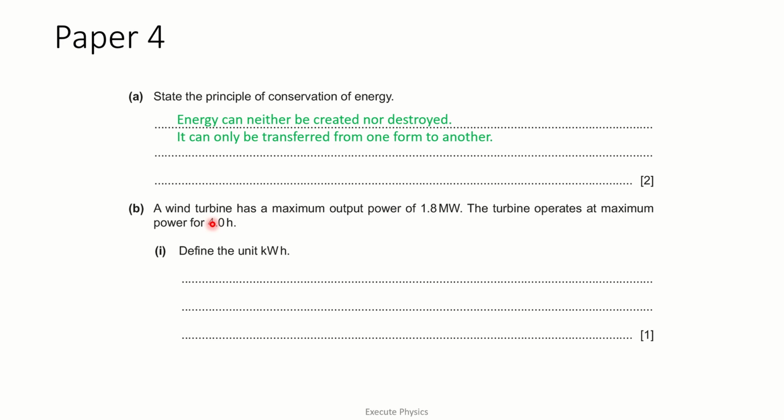Next question. It's a paper 4, so it has got a lot of subdivisions. B part of the question says a wind turbine has a maximum output power of 1.8 megawatt.